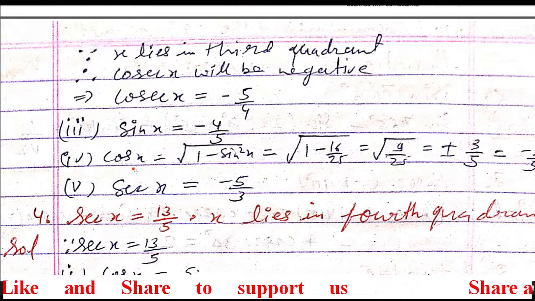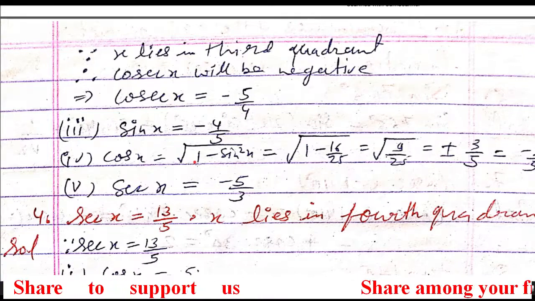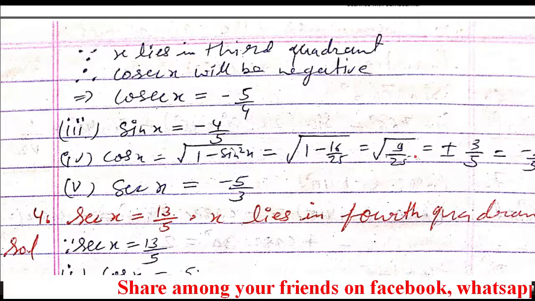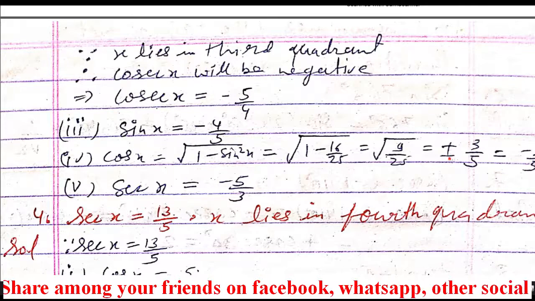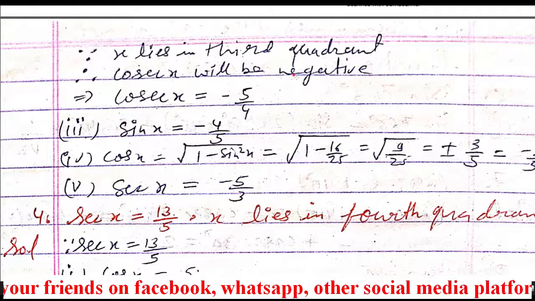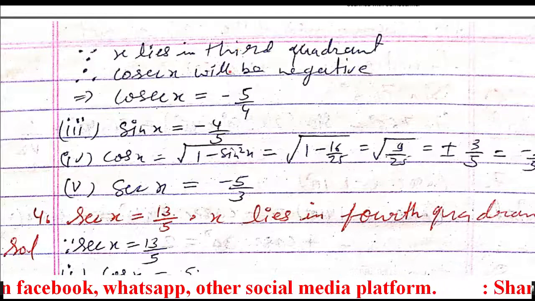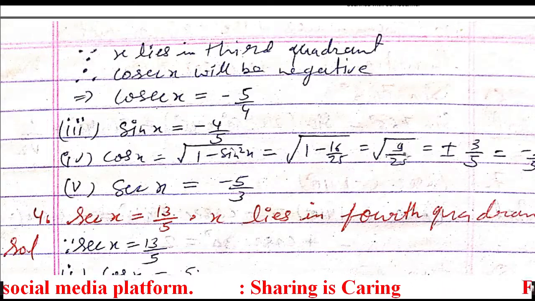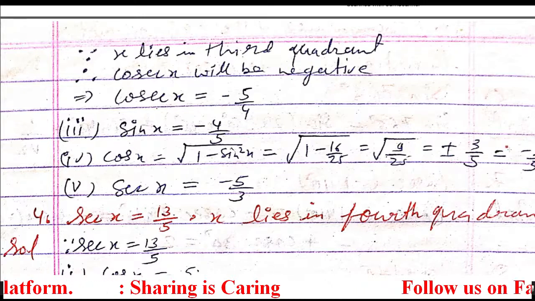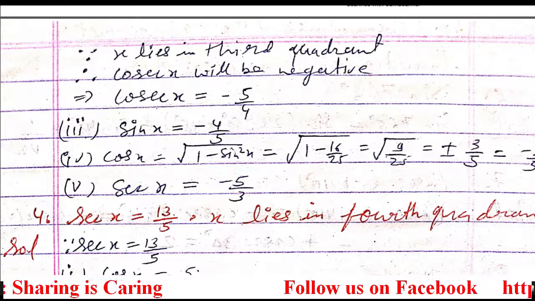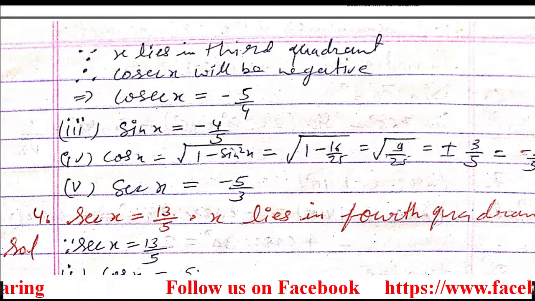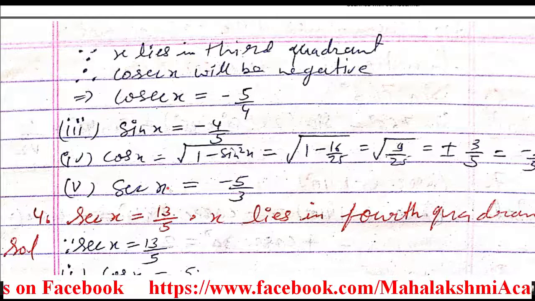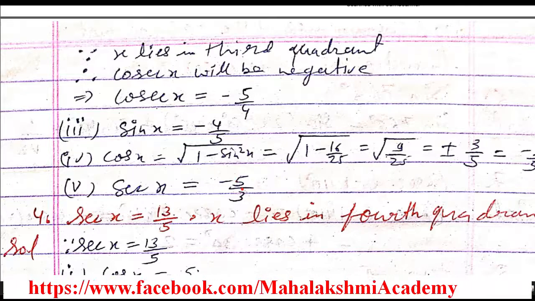Now cos x, from the 10th class identity, is root of 1 minus sin square x. Substitute the sin value here. That will give you again plus minus. Now students, since x lies in the third quadrant, and in the third quadrant cos is going to be negative, from here you will get plus minus both values, but select only minus 3 upon 5. Now the reciprocal of cos is sec x, that is minus 5 upon 3.